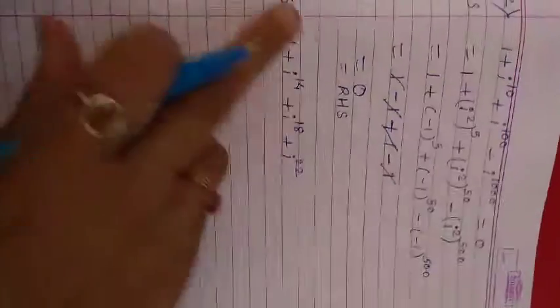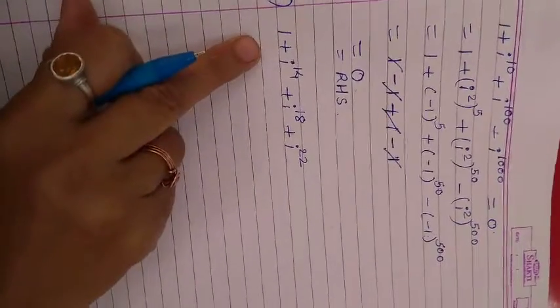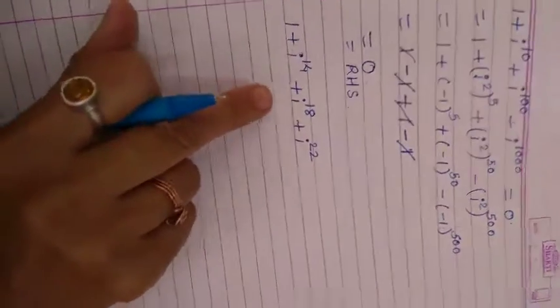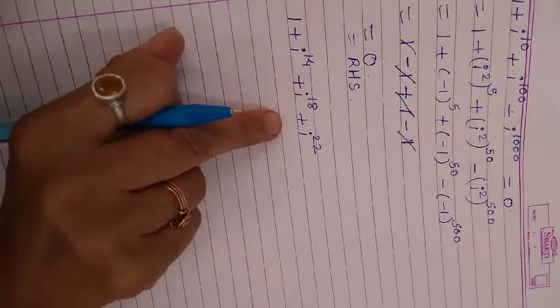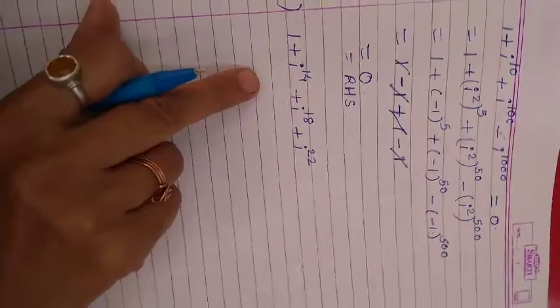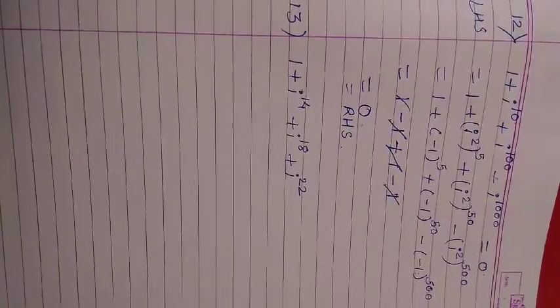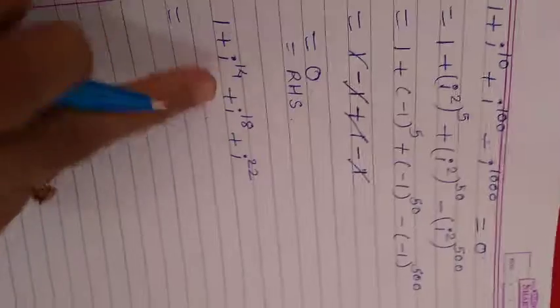Now the next example. Now this is question number 13. In this we have to tell whether 1 + i^14 + i^18 + i^22 is a real number. Is this a real number? Justify your answer. So we will check whether it is a real number or not. So we solve this. We have to justify whether this is a real number.